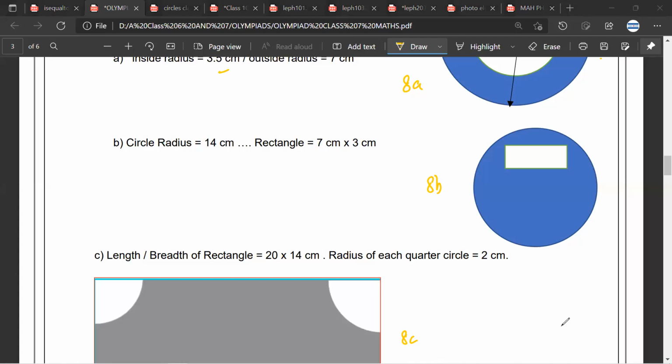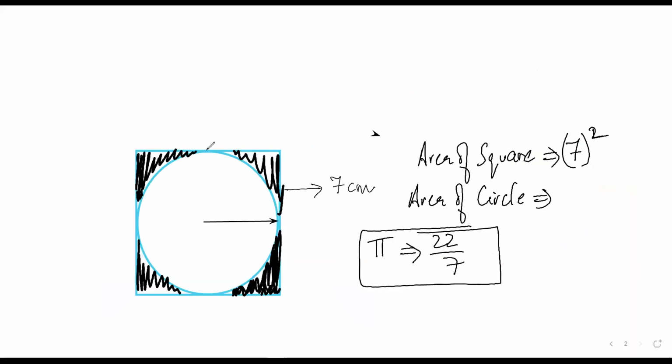So Mr. Sarthak, what will be the radius of the circle? So 3.5, 22 upon 7 into 3.5 into 3.5. No, just tell me the radius of the circle. 3.5. Why 3.5? Because it's half of the side of the square. Mr. Satya, any doubt? No doubt, sir.